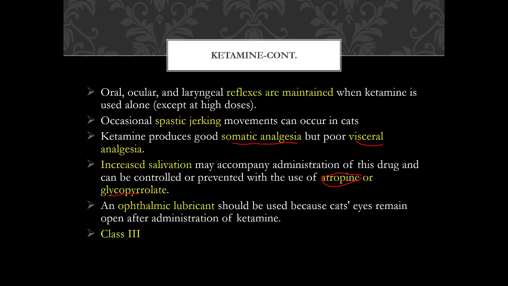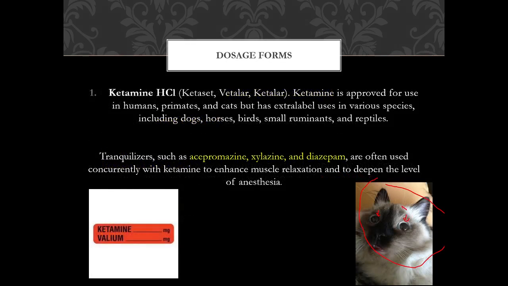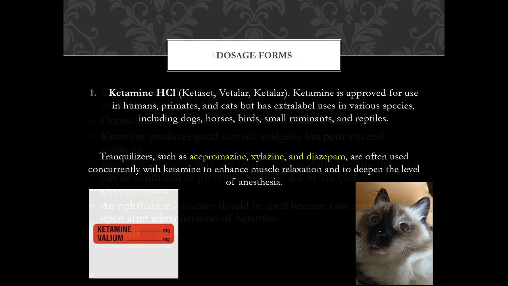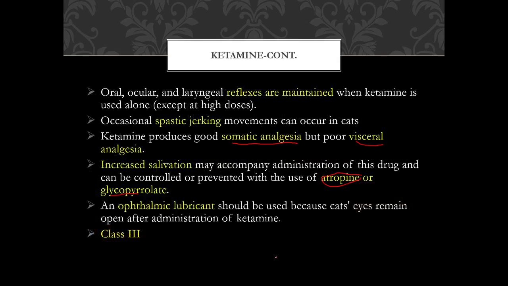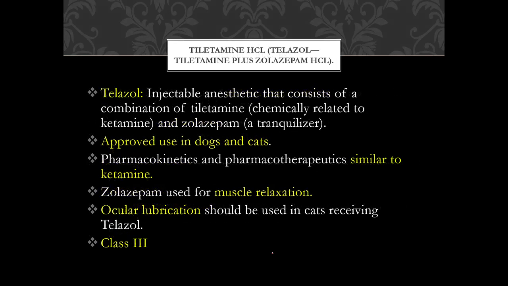We want to put an ophthalmic lubricant. Their eyes are wide open. They cannot blink, or they don't blink as often, so we want to make sure that we put a lubricant in. This is a class 3 controlled substance. Tiletamine, if we add zolazepam, which is a benzodiazepine, with it, is called Telazol. It's approved for use in dogs and cats.